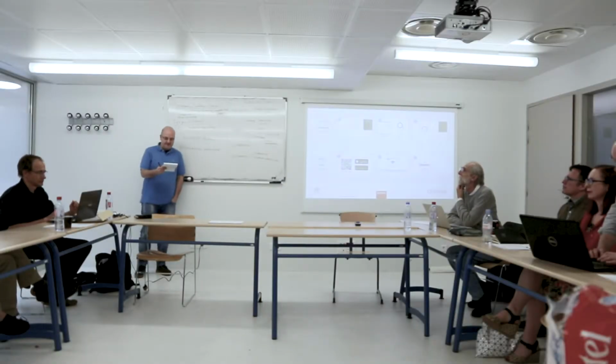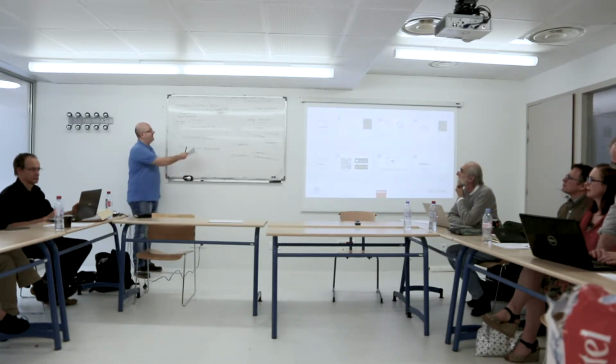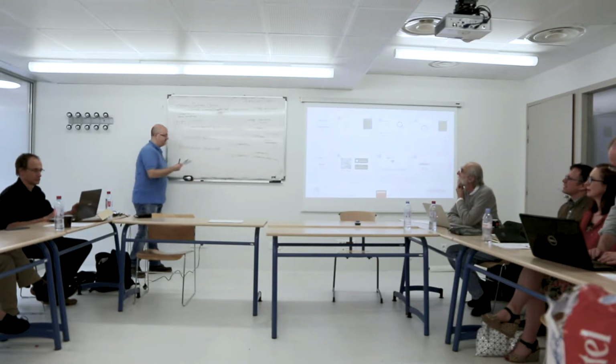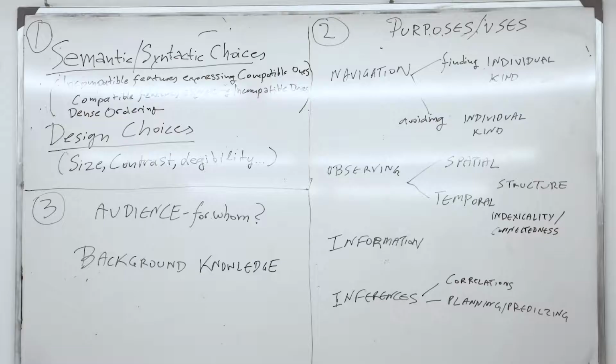Okay, so we explored ways that maps can be bad or false or incomplete. And we have 3 slides here, 1, 2, and 3. The first factor that we isolated was the fact that we have to make certain choices, take certain decisions: semantic, syntactic, and design choices. That's the first step in understanding how a map can turn out bad.